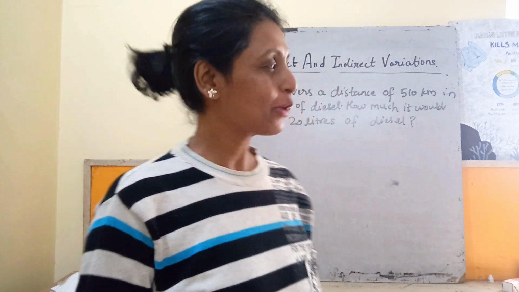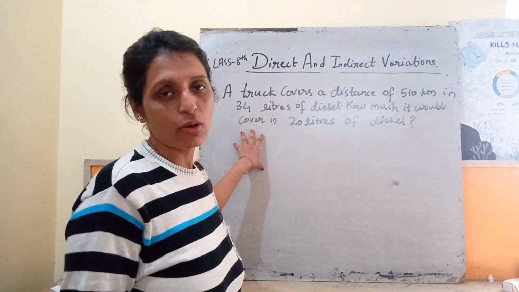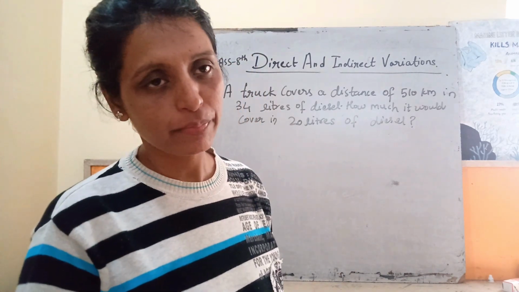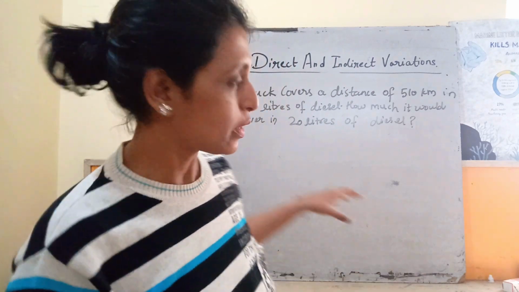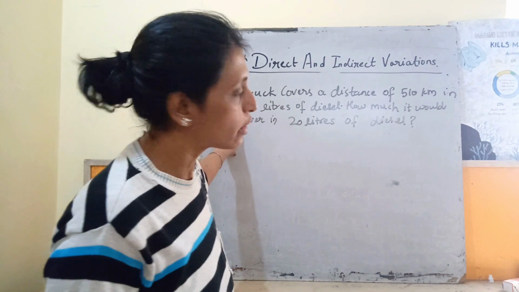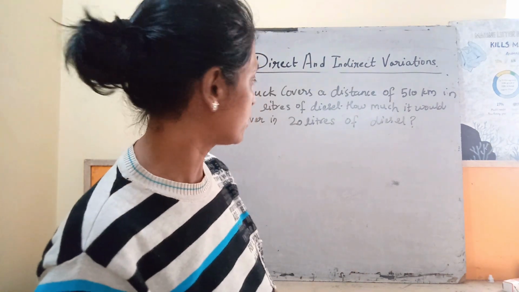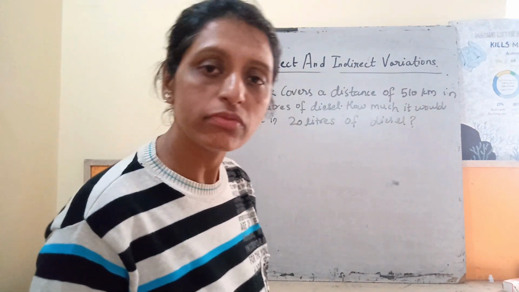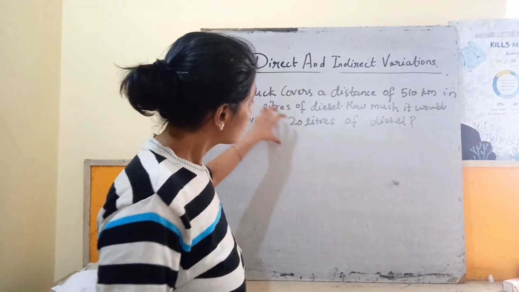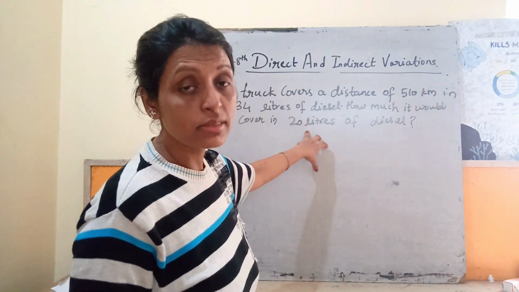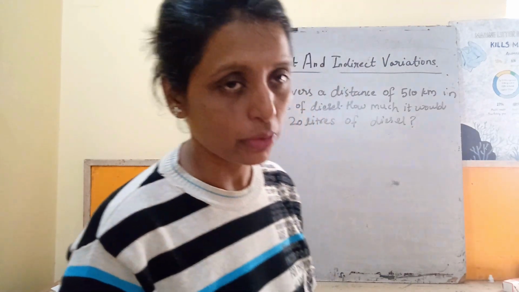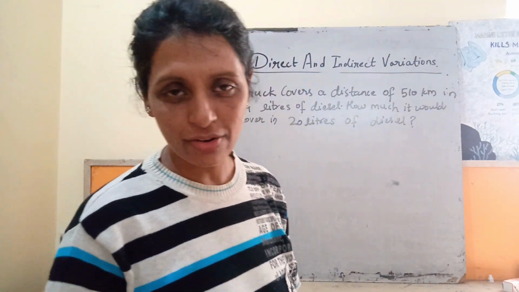So in this video I'm going to discuss the word problems, or the problems from direct and indirect variations. Let's see what the first question is. It says that a truck covers a distance of 510 km in 34 liters of diesel. First we have to see whether the quantities given here are in direct or indirect variation. Then we will solve it accordingly.